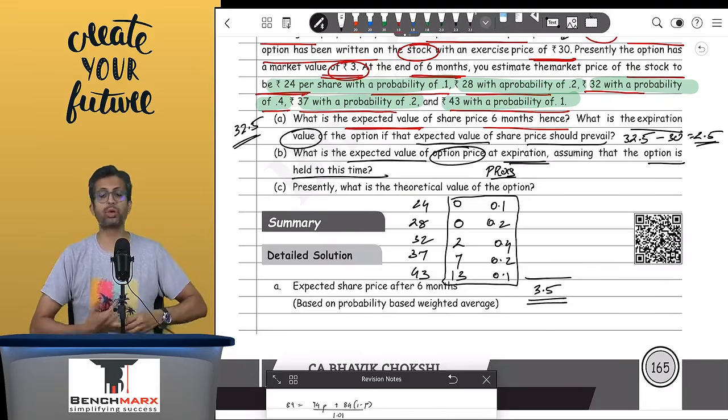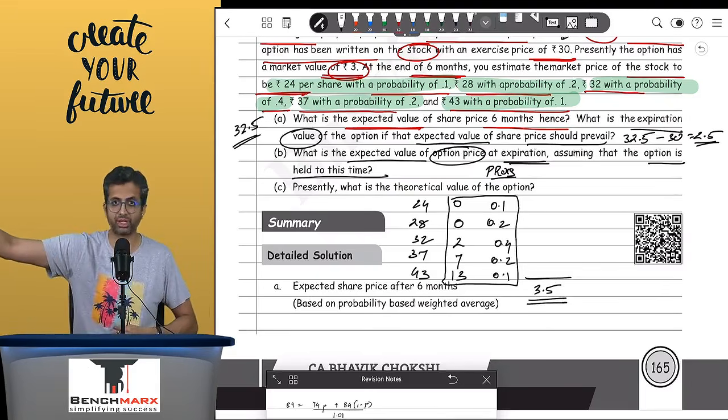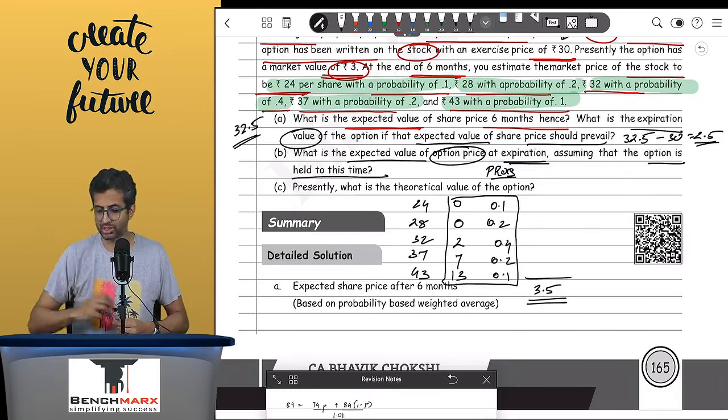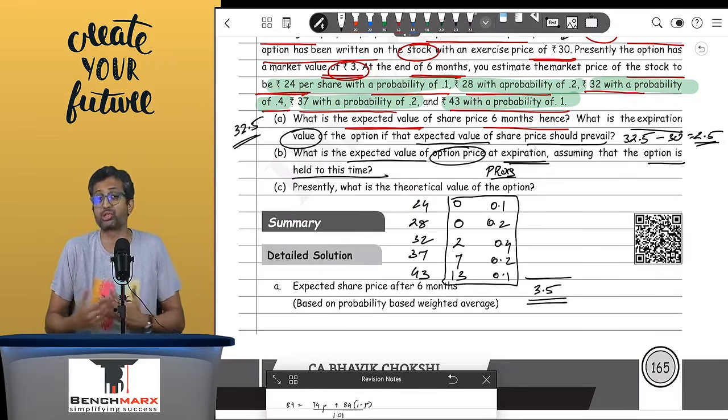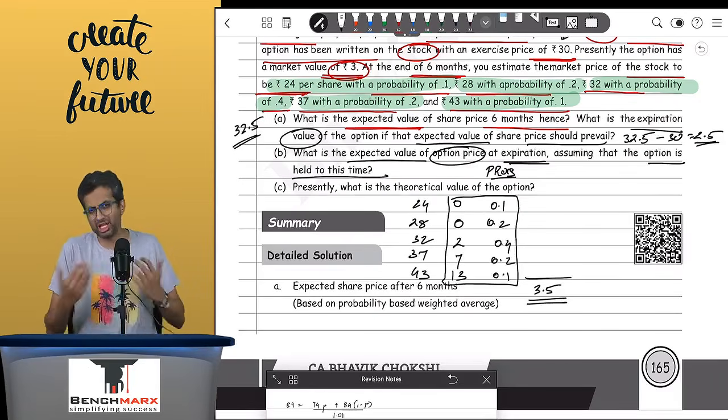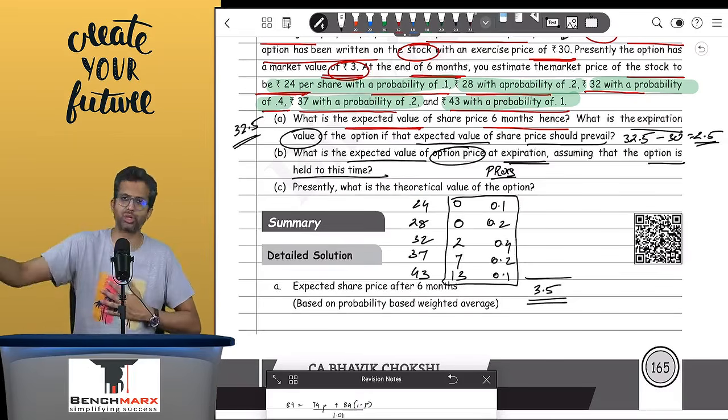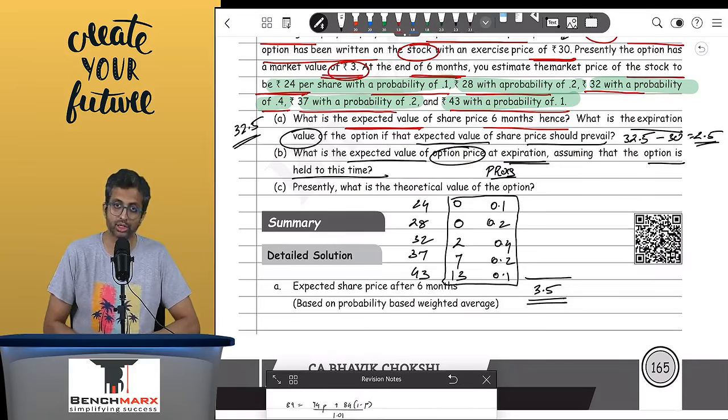Now ideally this 3.5 gain will happen after, let us say, 6 months. However, the question does not give me any discount rate or interest rate, and hence it is not possible for me to find the present value. If valuation was asked and rates were given, I would have also taken the present value over here.